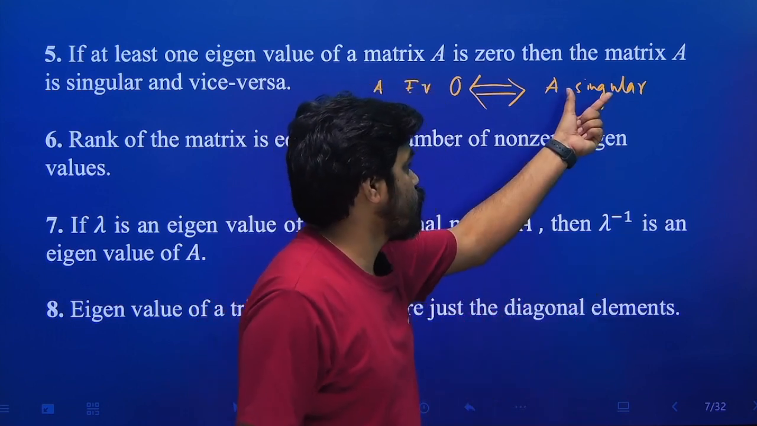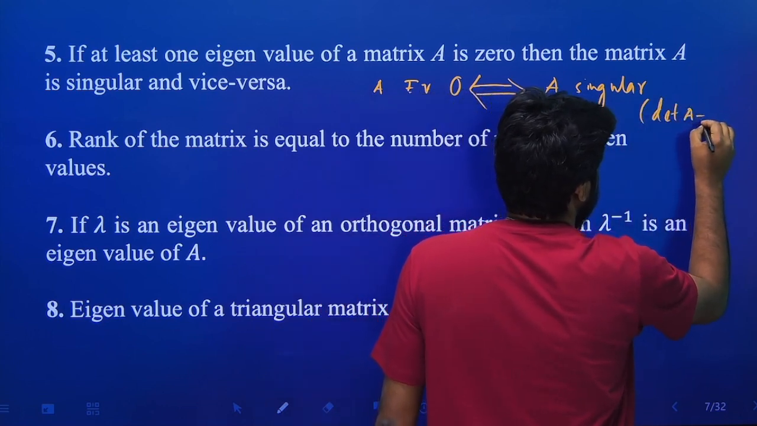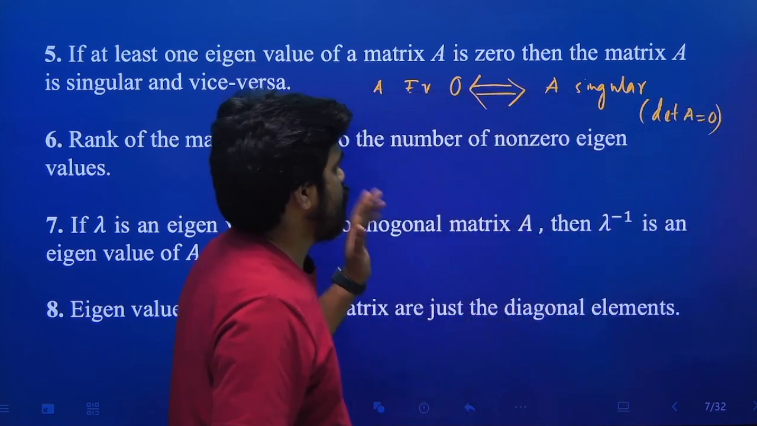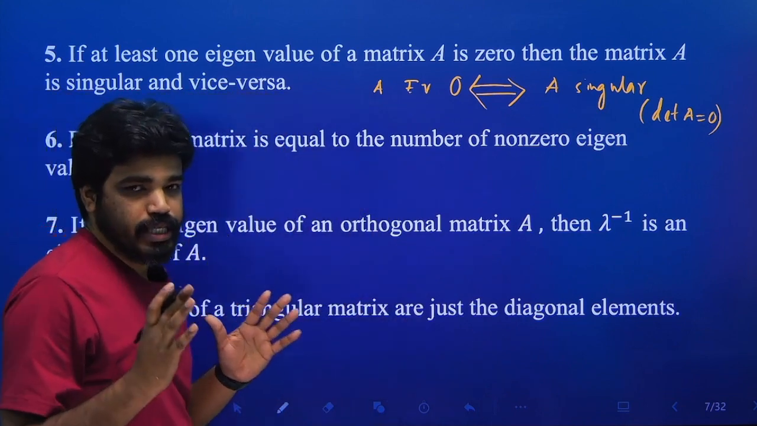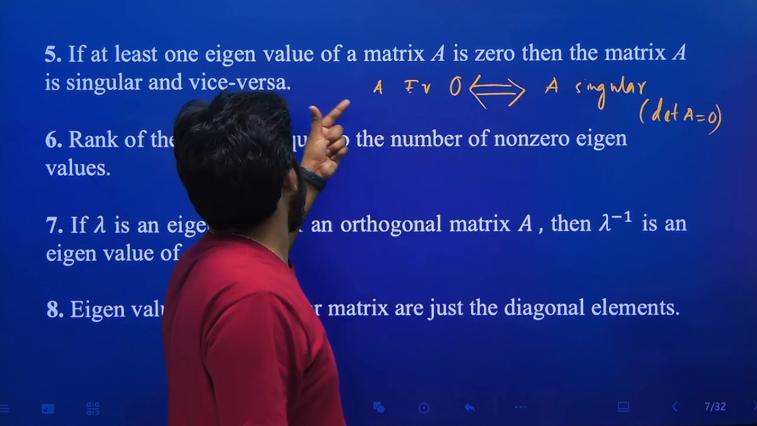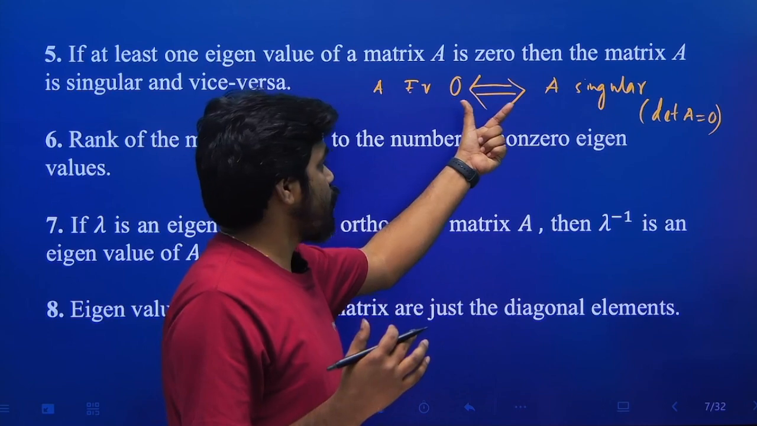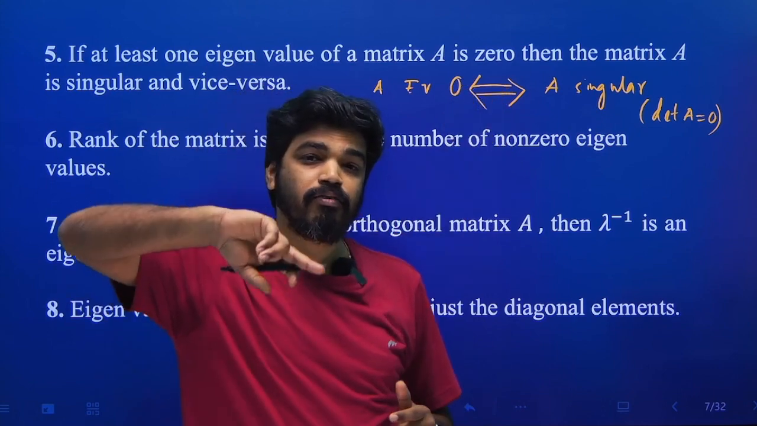So whenever it is singular, what does it mean? Singular means determinant A is equal to 0. So if we see 0 is an eigenvalue of a matrix A, then that matrix should be singular. Conversely, if A is a singular matrix, then 0 must be an eigenvalue of A.